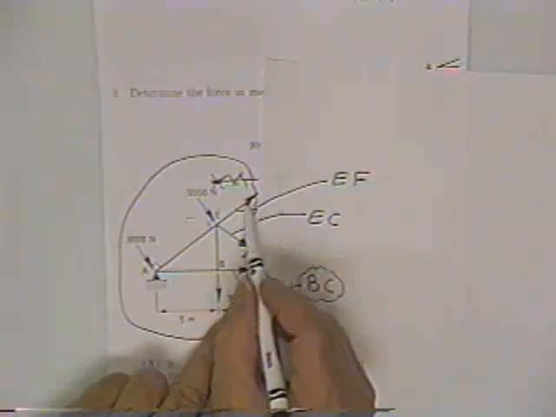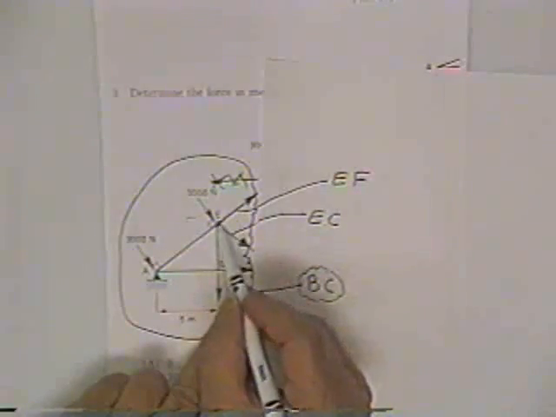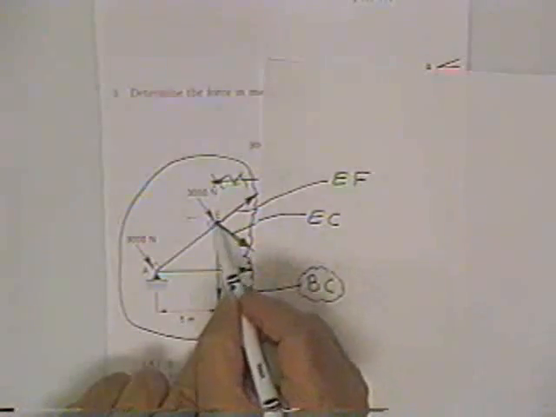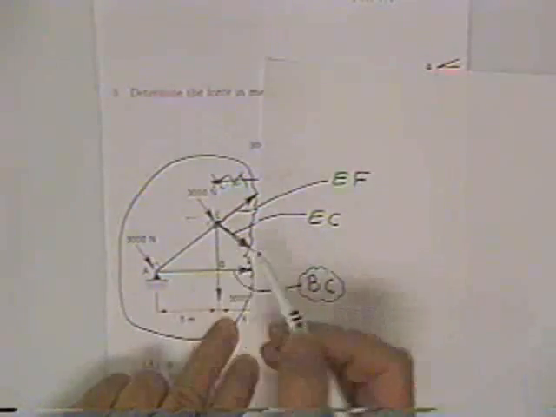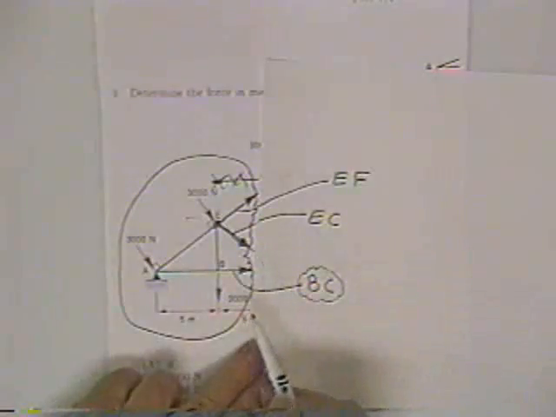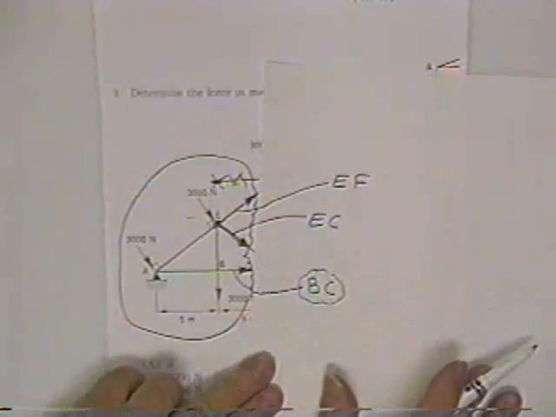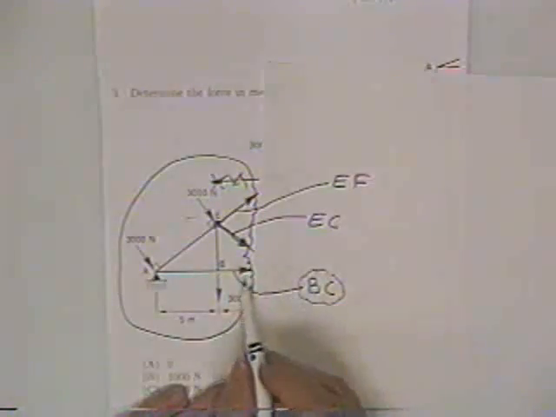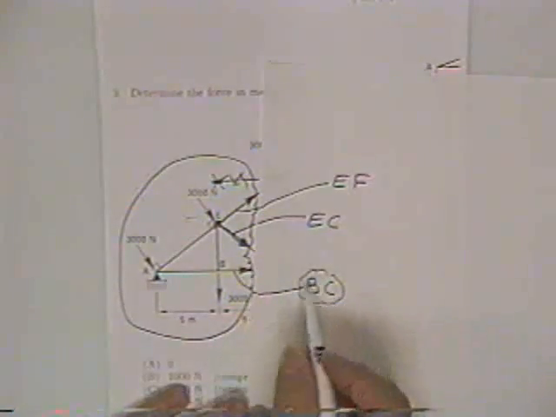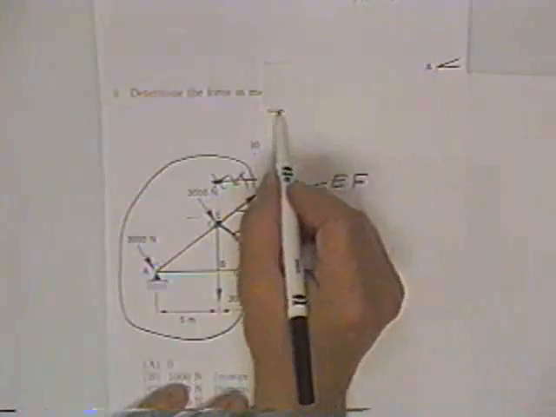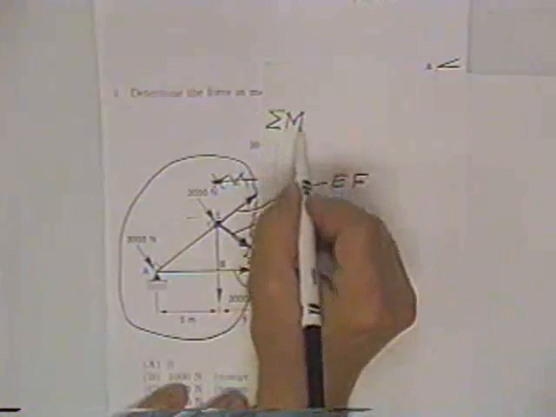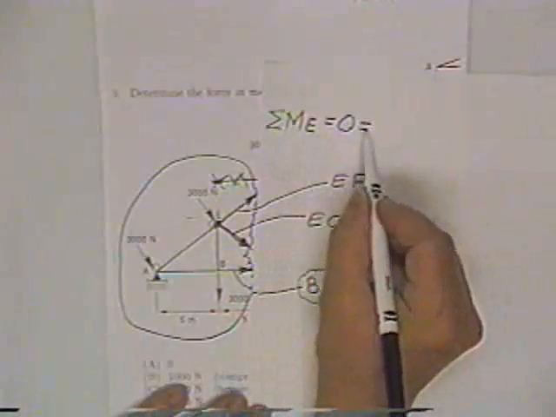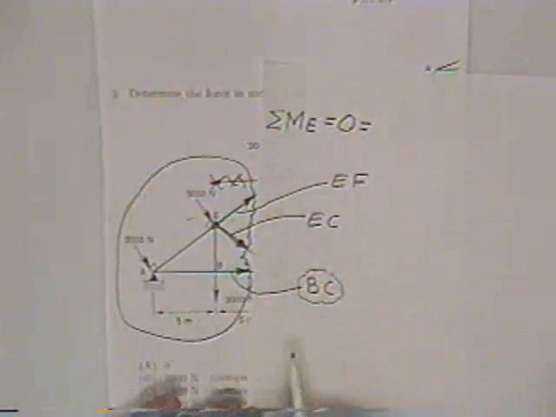What you do is you follow these two forces until they meet at a point. If you'll sum moments about that point, they'll drop out because they won't have a moment arm. Therefore, the easy way to get the force in member BC is to sum moments about point E is equal to 0 is equal to.